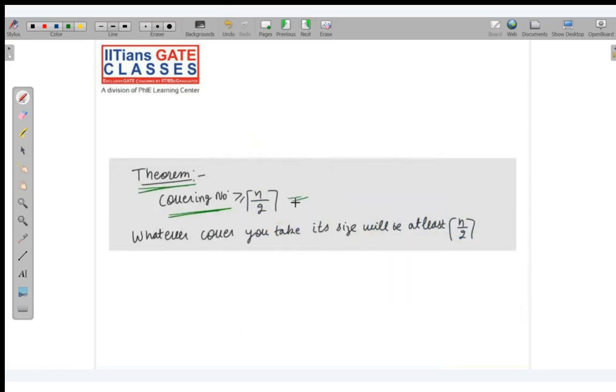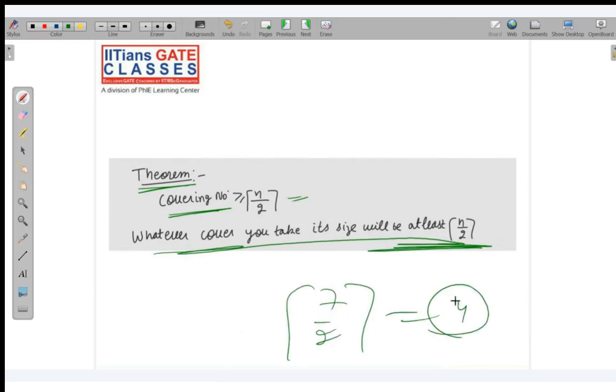So what is the theorem? Covering number is greater than or equal to n by 2. I have just told you. So whatever cover you take, its size should be at least n by 2 ceiling function. For example, 7 vertices were there, 7 by 2 ceiling function. That means 4. 4 edges at least you have to take. If you take 3 edges, you can cover 6 vertices only. What about the 7th?